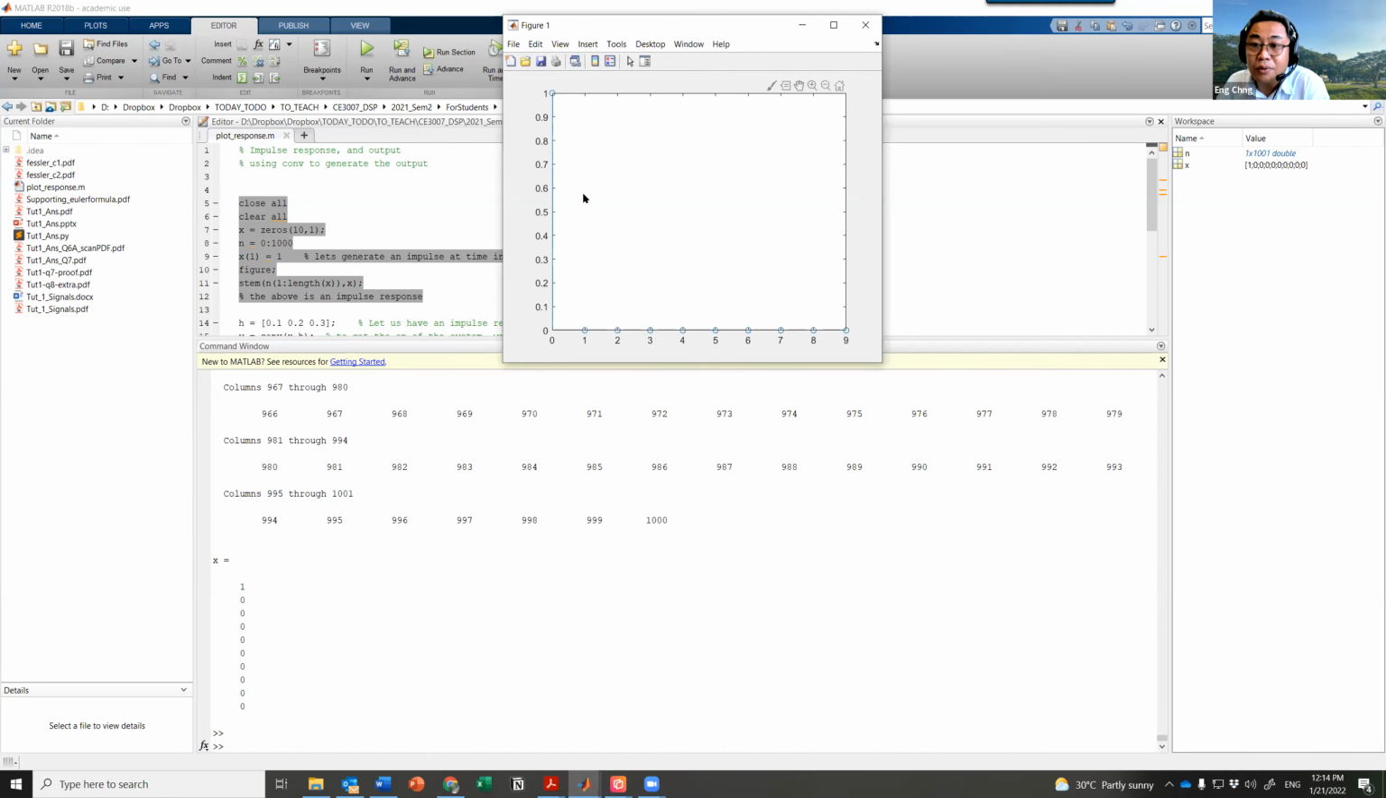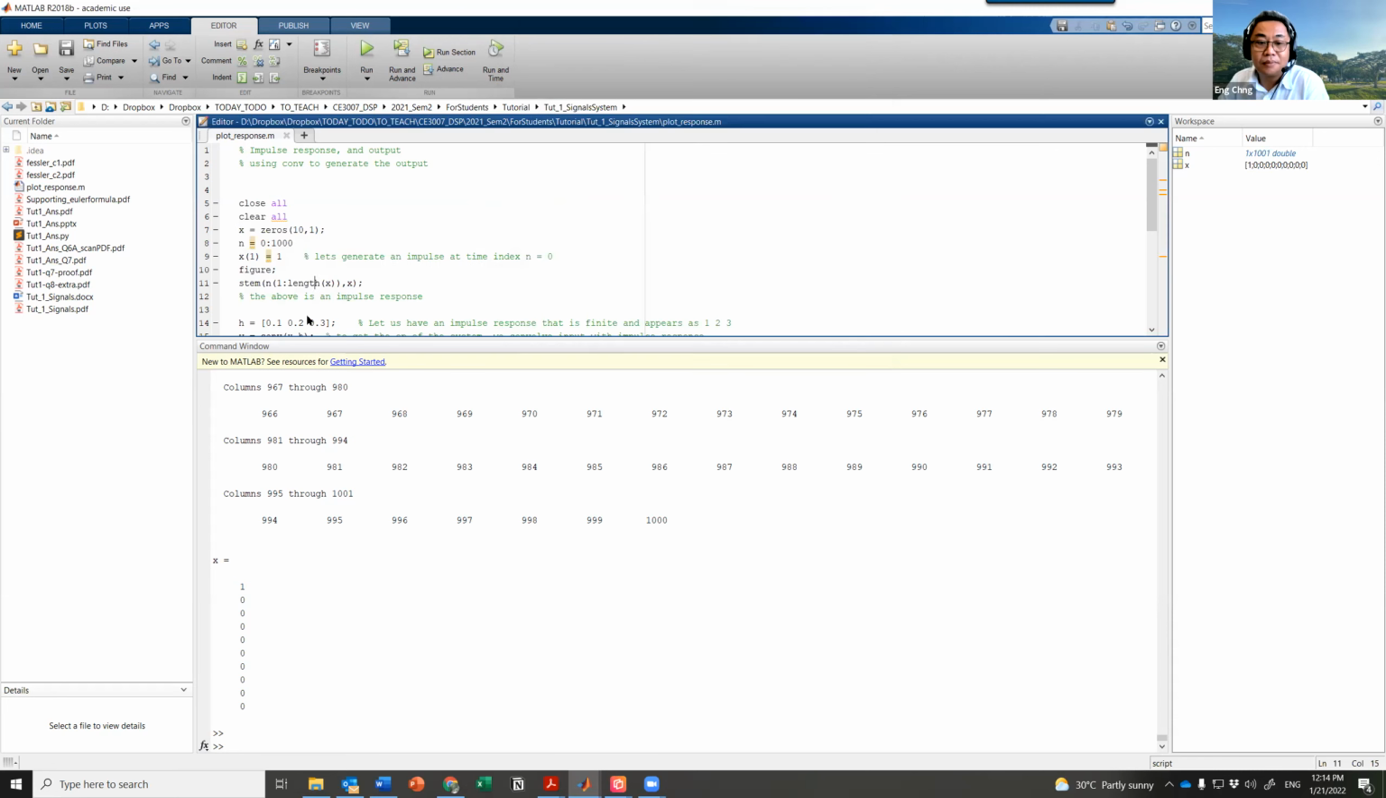At time 0, I have 1, and at every other time, I have 0. My input is X that looks like this. My H, the impulse response, is 1, 2, 3 that I'm playing with.